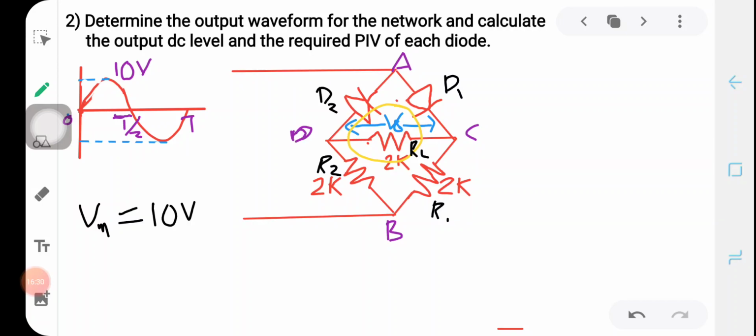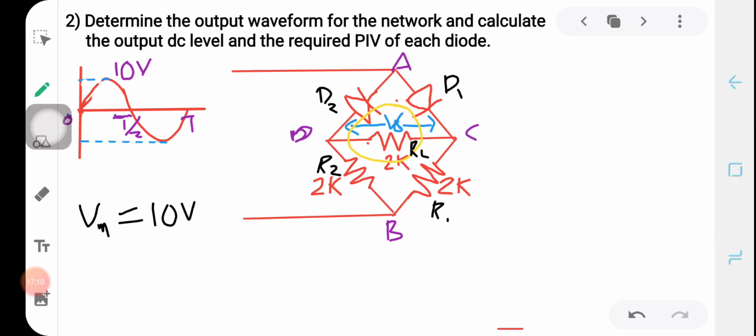So across the branch AD, the diode D2 is connected. Across the branch AC, diode D1 is connected. Across the branch BC, resistance R1 is connected. Across the branch BD, the resistance R2 is connected. And across the branch CD, we are taking the output; the load resistance is connected across that branch. Using these notations, we are going to consider the equivalent circuit for the positive half cycle and for the negative half cycle.